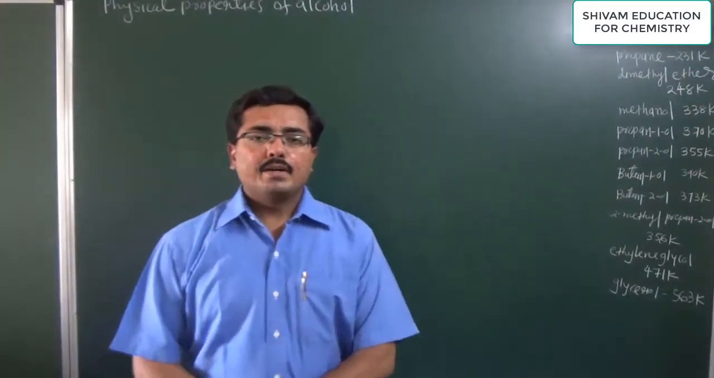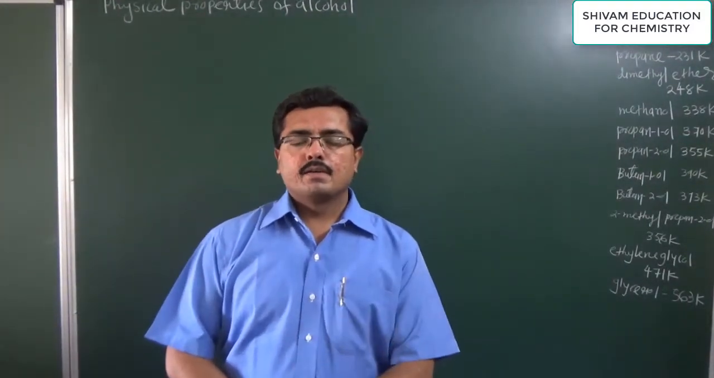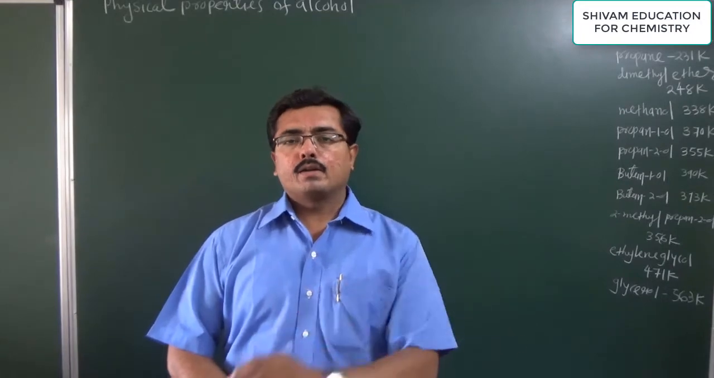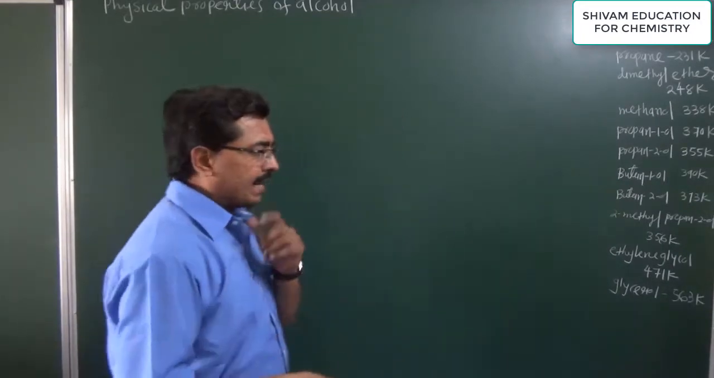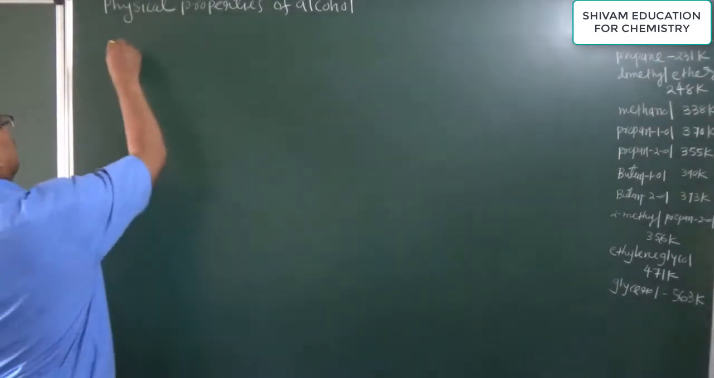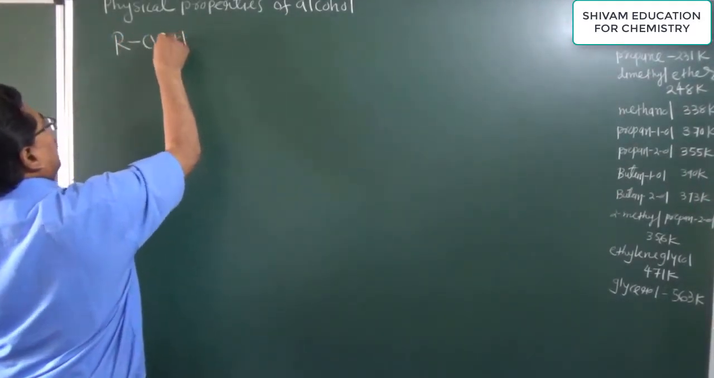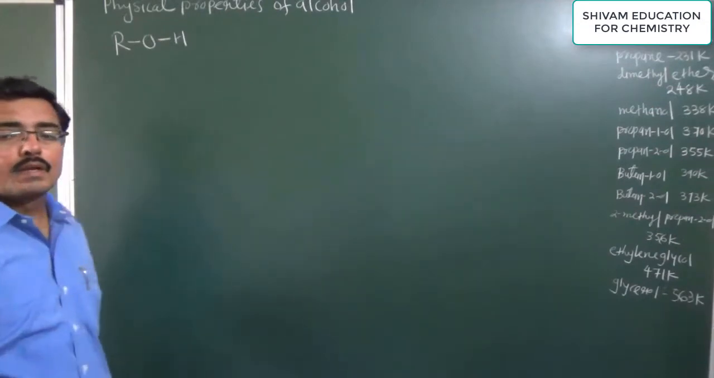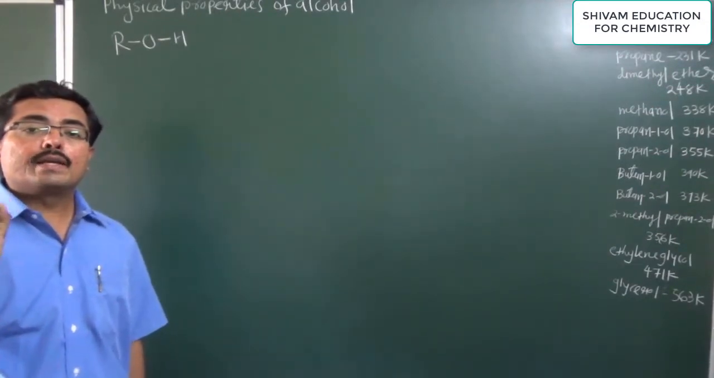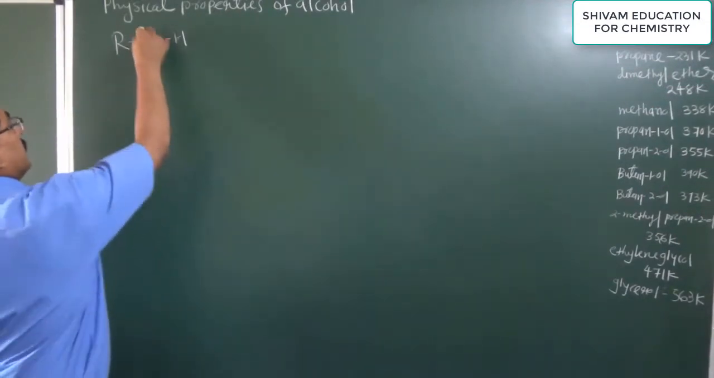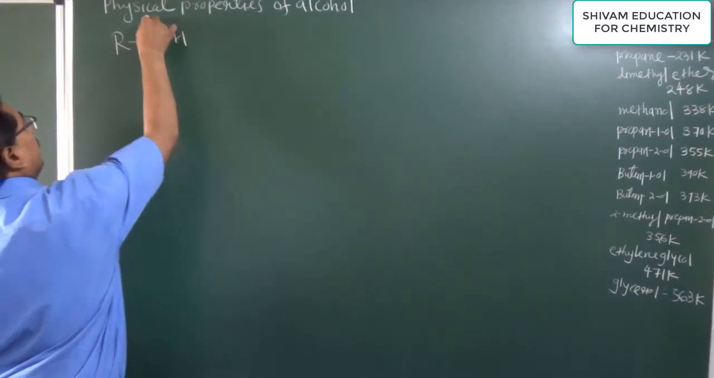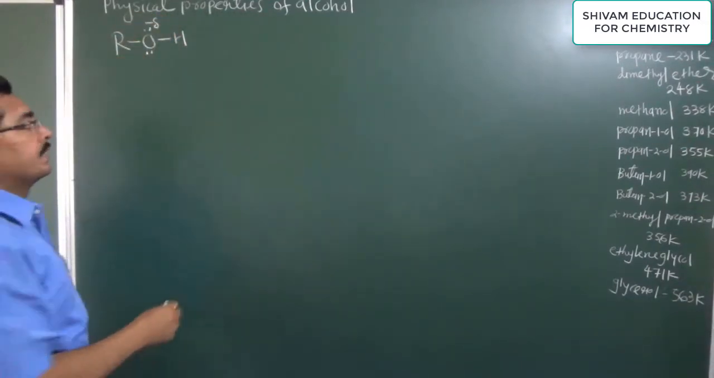Dear students, in today's lecture we will discuss the physical properties of alcohol. When we take alcohol, it is observed that the oxygen has a bond with a hydrogen. Oxygen's electronegativity is higher. Oxygen has two non-bonding electron pairs and a higher electronegativity.